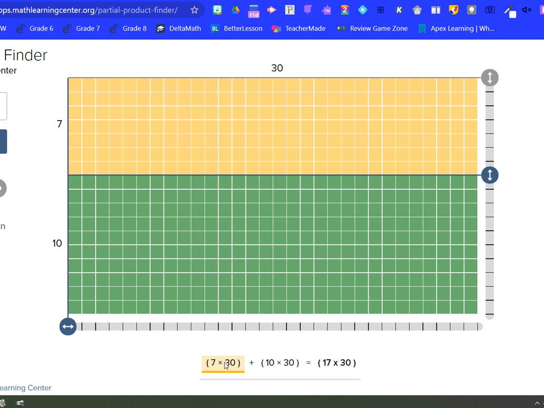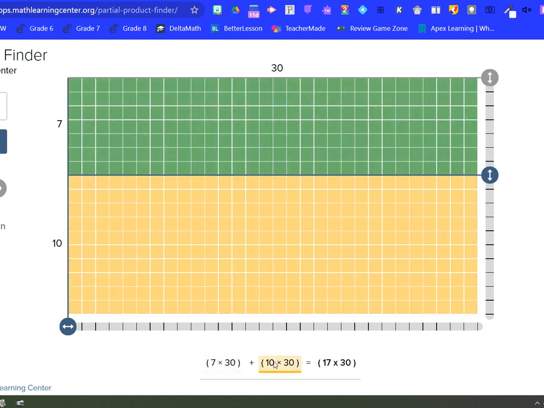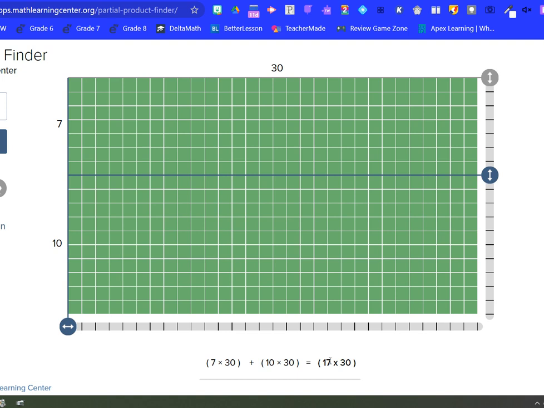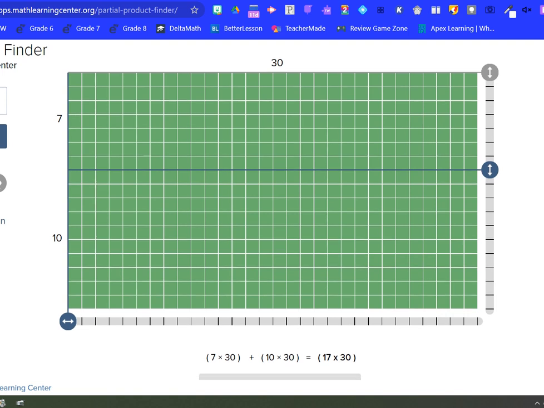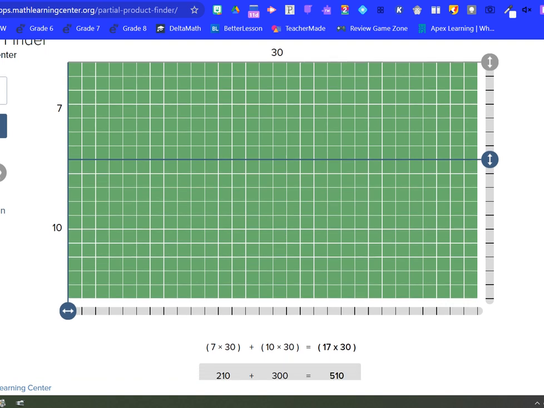Then when we click down below, well, 7 times 30. What is 7 times 30? Yeah, 210. And then the second one, what is 10 times 30? Well, when we multiply by a 10, what do we just have to do? Yes, add just another 0. So that's 300. So we now have 300 plus 210. And when we do that, we can see we have 510.